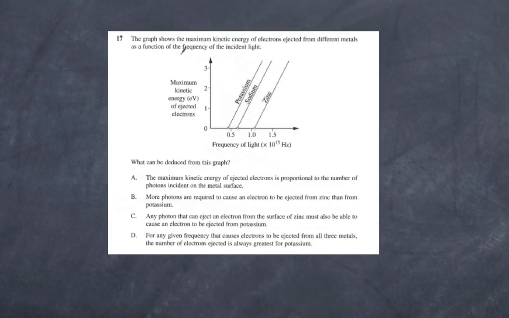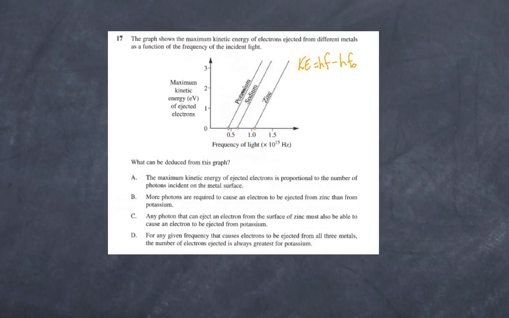Question 17. The graph shows the maximum kinetic energy of electrons ejected from different metals as a function of the frequency of the incident light, and what can be deduced from this graph. Well, this is the classic graph where the kinetic energy of the electron emitted due to photoelectric effect is equal to hf minus the work function, which is h multiplied by the threshold frequency, which are these values right here.